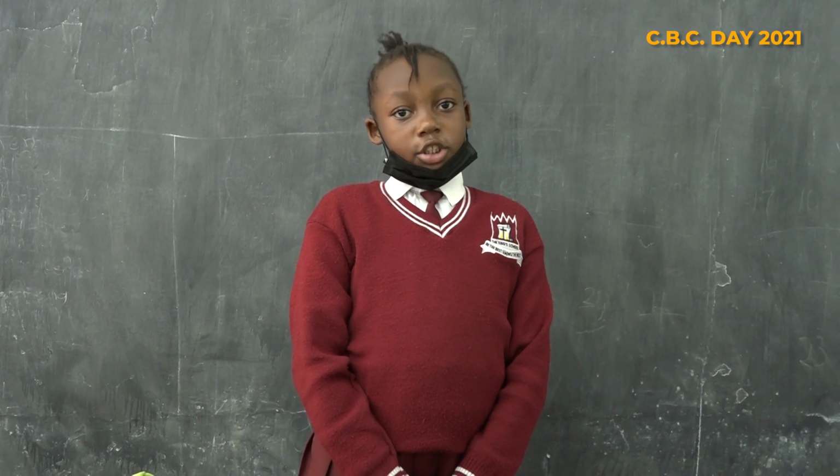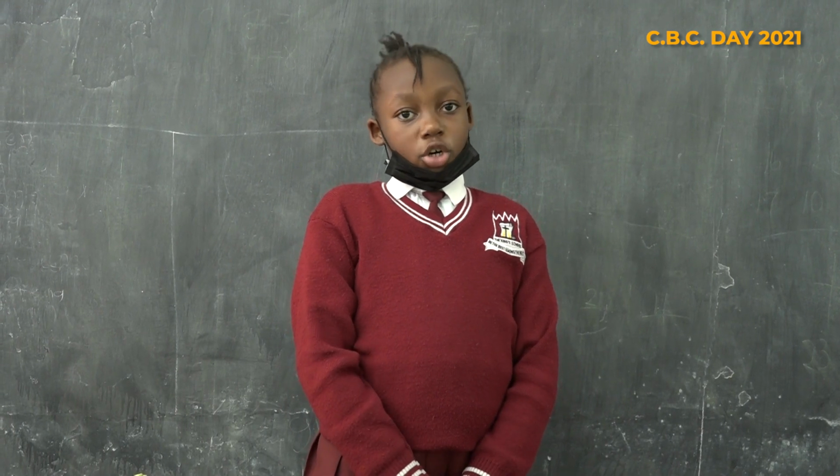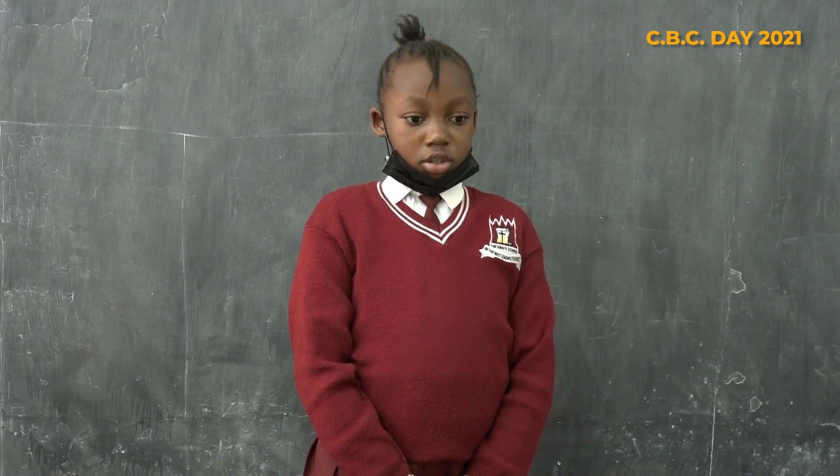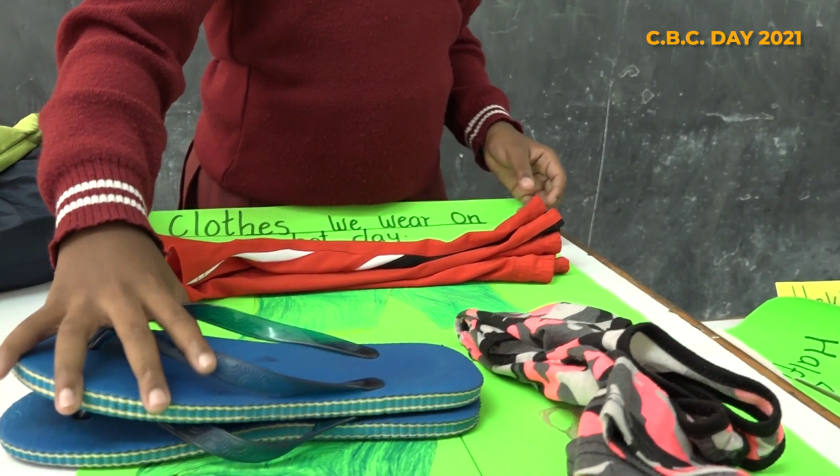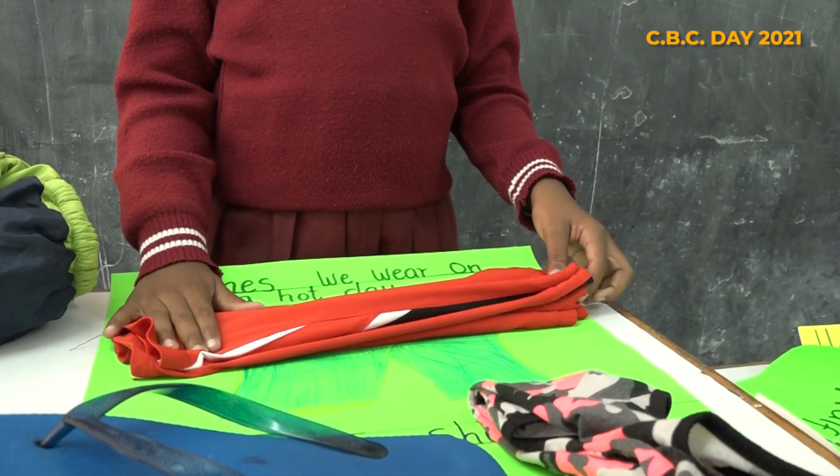My name is Sasha Blessing from grade 2, and today I want us to talk about clothes we wear during hot days. Number 1, we have a vest. Number 2, we have slippers. And number 3, we have a short.